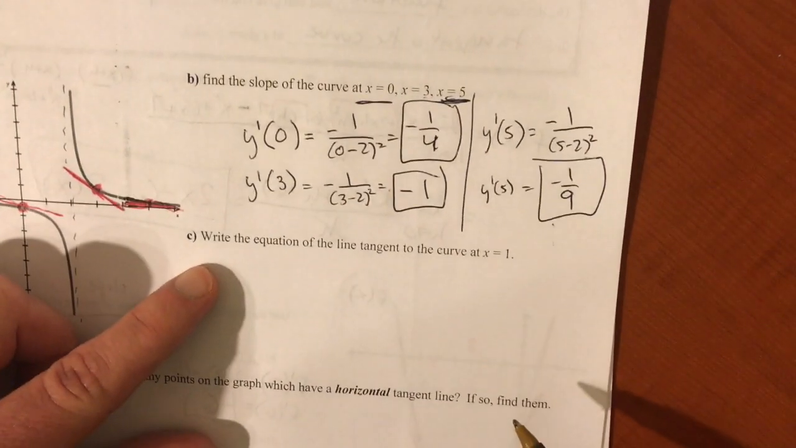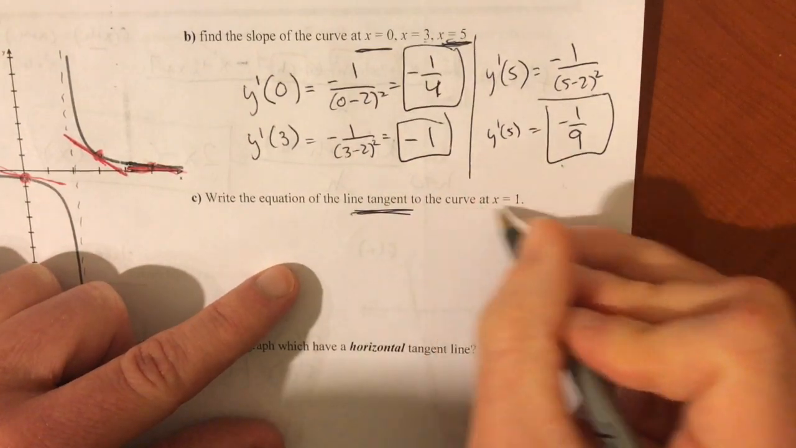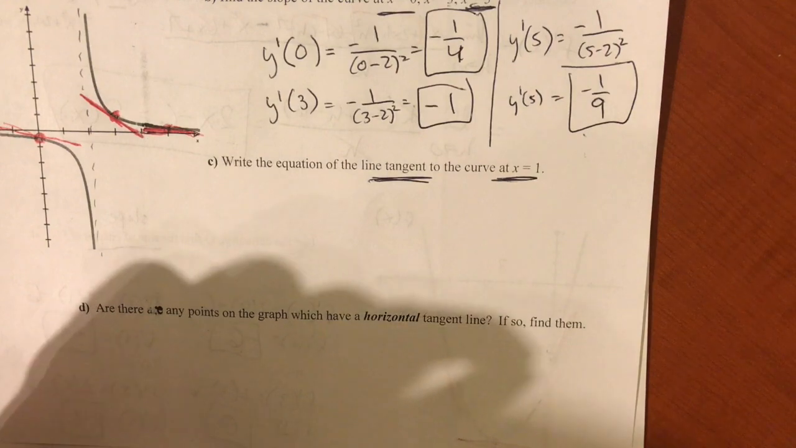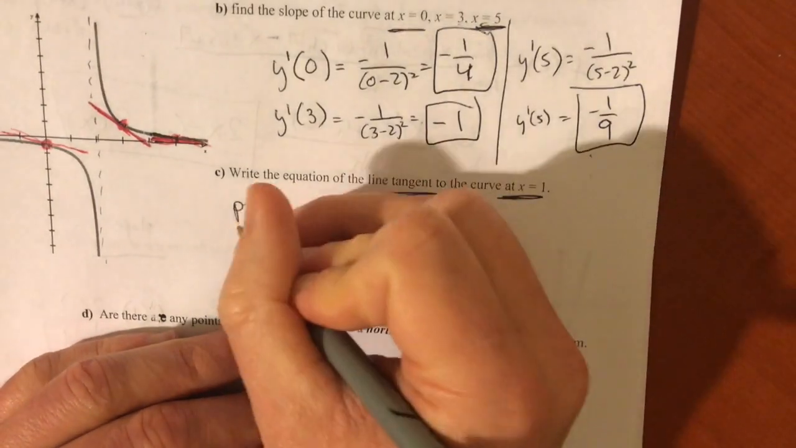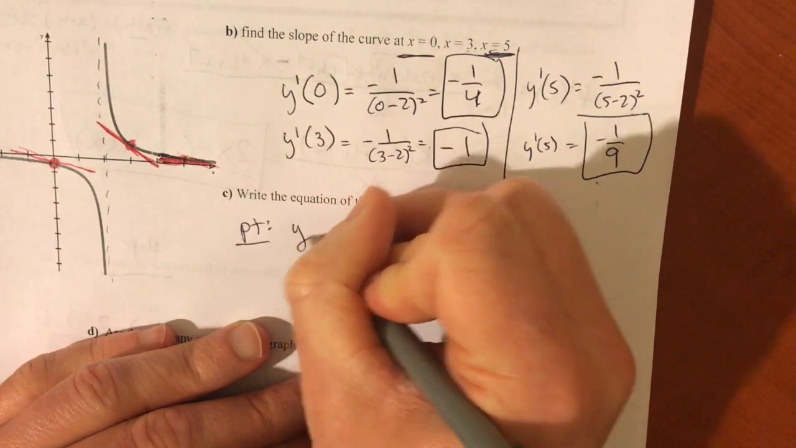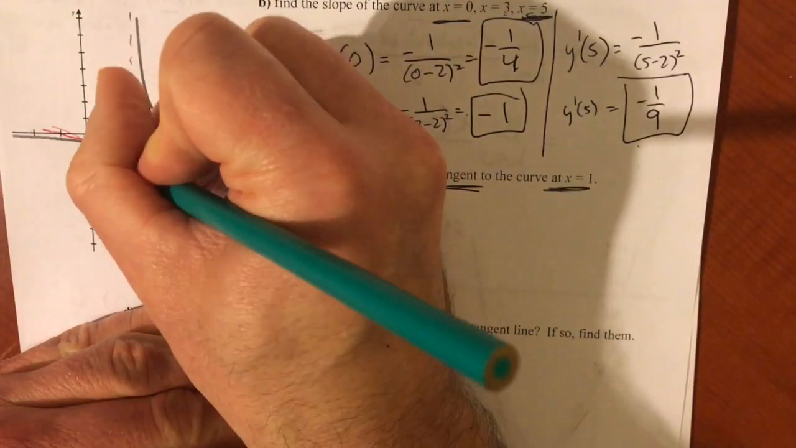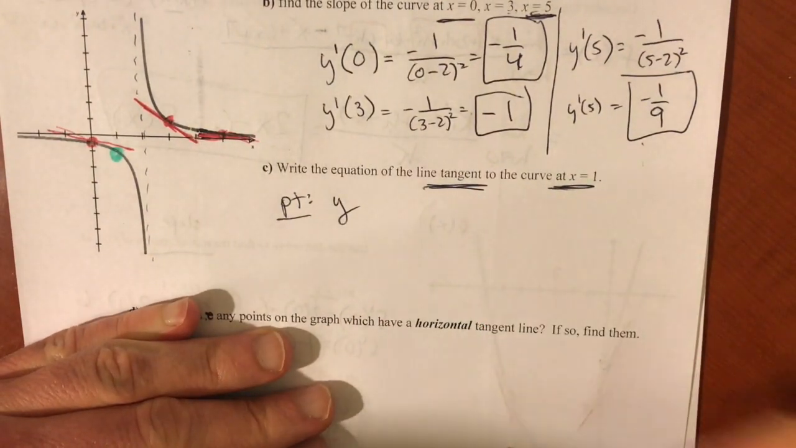Part C says, write the equation of the line tangent to the curve. Okay, so tangent lines at a specific point. Just remember you need two things. You need the point and you need the slope. The point is just getting the y-coordinate. So remember, the y-coordinate just comes from plugging it into the regular equation. So that would be plugging it into this equation. At 1, we're talking about that specific point on the curve. So what is y of 1?